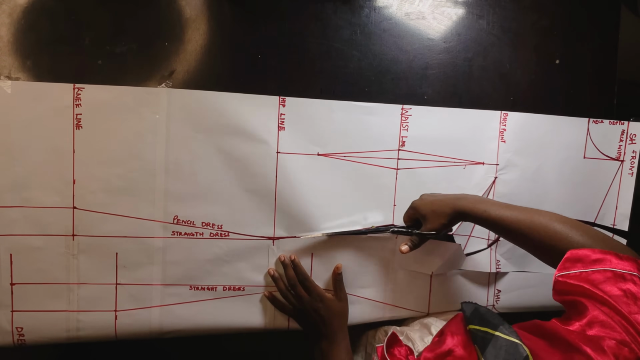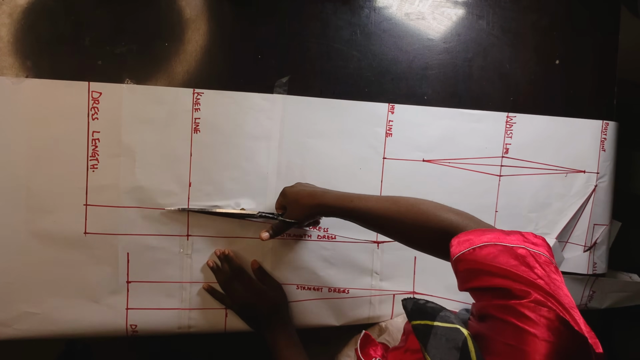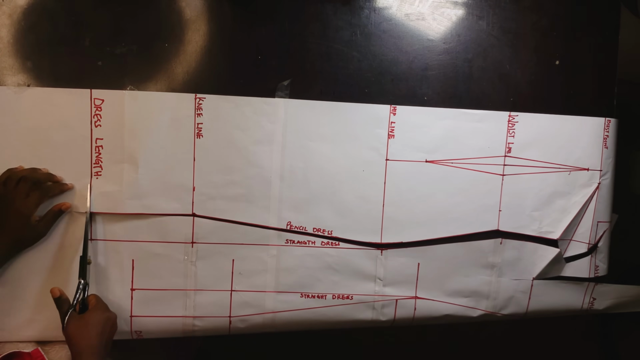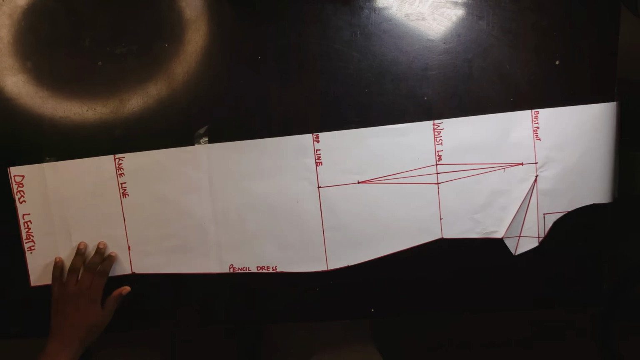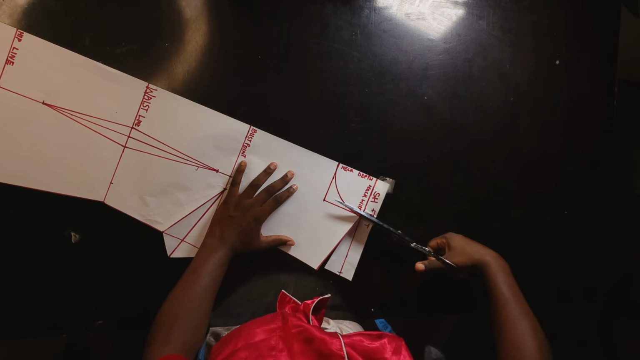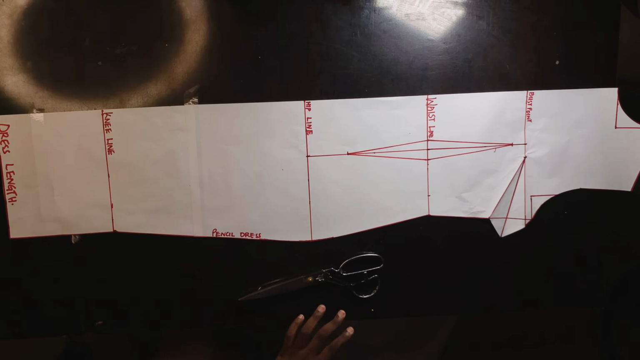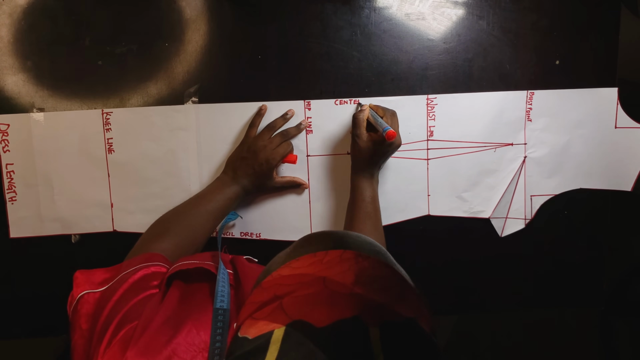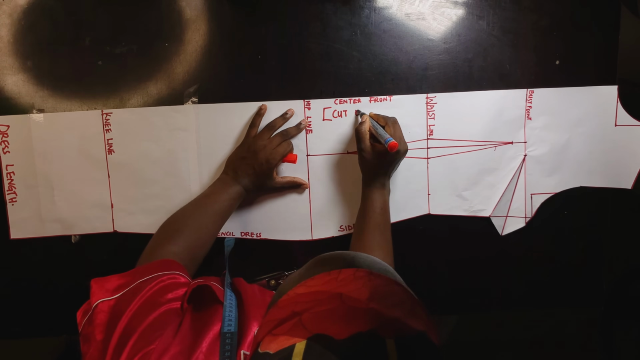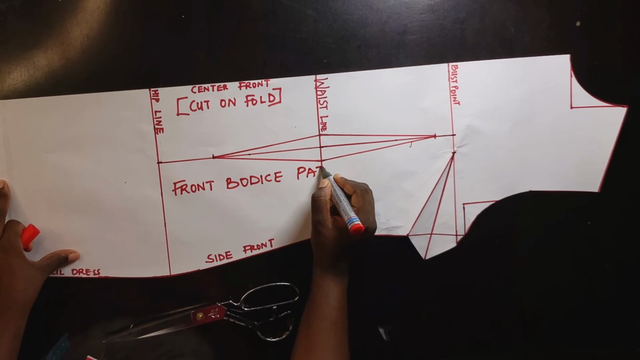The next step is to completely cut out our front pattern just as shown, and I'll be making a pencil dress, so I'm cutting through the pencil dress line. Okay, if you were making a straight dress, you can cut through the straight dress line. All right, so I'm going to cut away the shoulder and also cut out the neckline, and this is our front pattern. On the front pattern, I am going to label the center front and the side front. Okay, and we are going to be cutting this on fold. All right, I'm going to label this front bodice pattern.